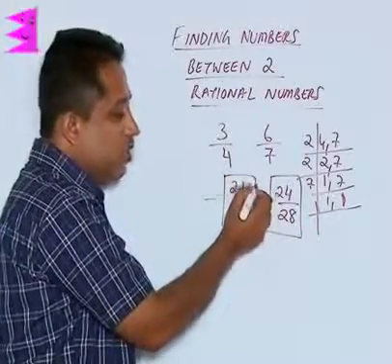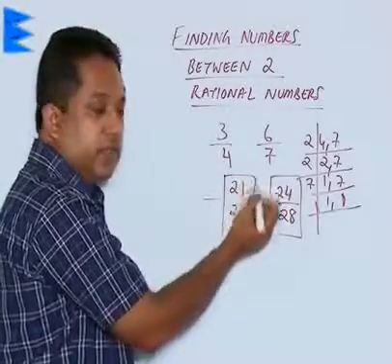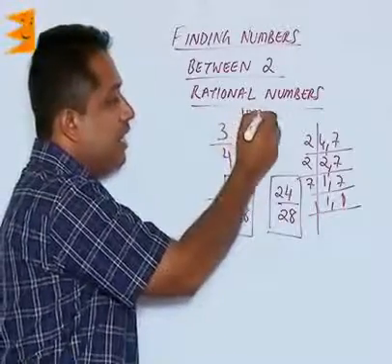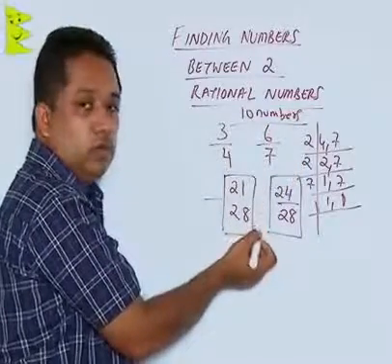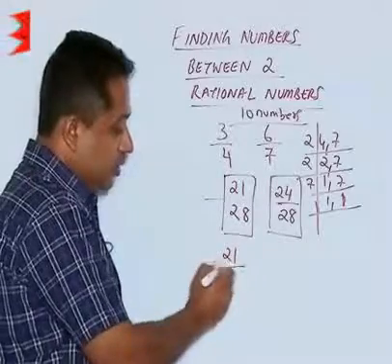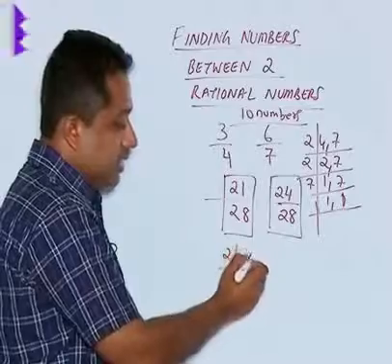We find that there are only two numbers between them and the numbers are 22 by 28 and 23 by 28. So that is not sufficient because the question is to find 10 numbers between them and we are able to find at the moment only two numbers. So we have to do some multiplication and division process. So let's multiply and divide the numbers, let's say by 3.